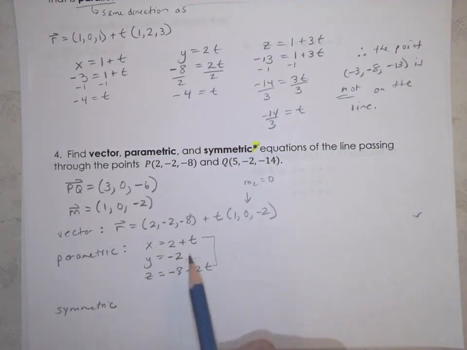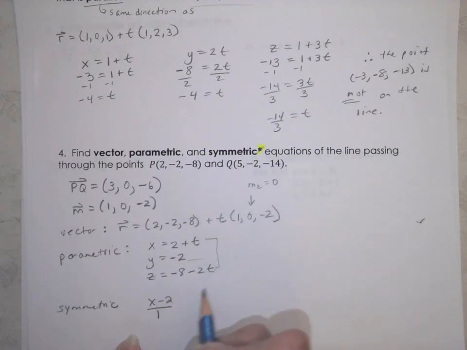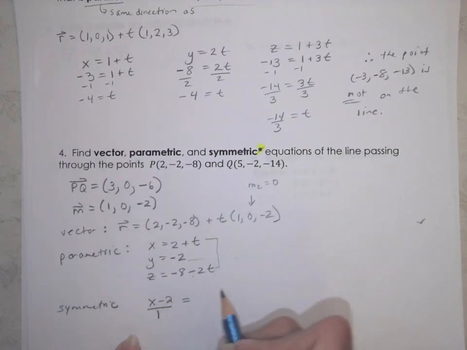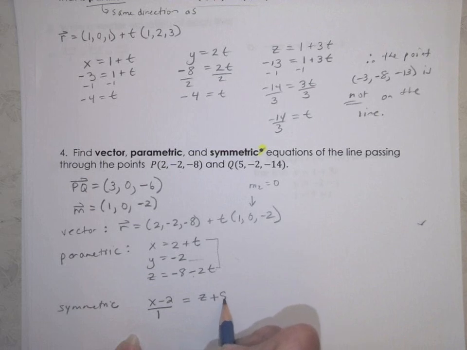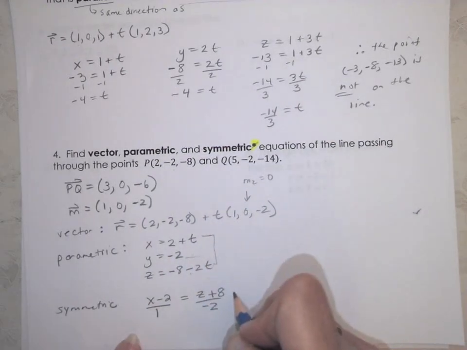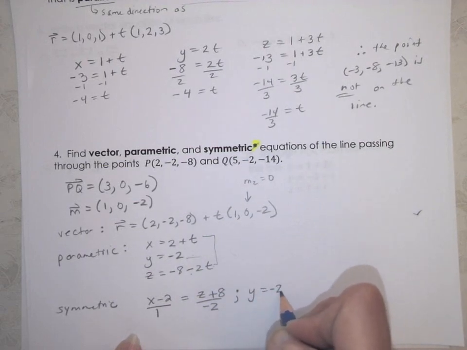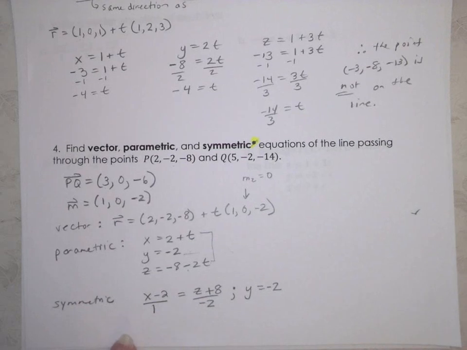So what I'm going to do is solve for t in my x parametric. So that's going to give me x minus 2 over 1. And in my z parametric, I solve for t and I would get z plus 8 over -2. And because I can't solve for t in y, I use a semicolon and then say y is always -2. Y is a constant. It doesn't depend on t. So that's how you show the symmetric equation of a line in 3 space that has one direction number 0.